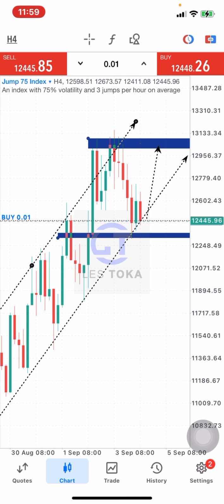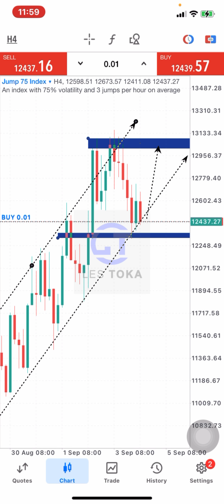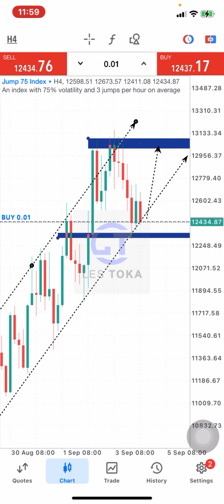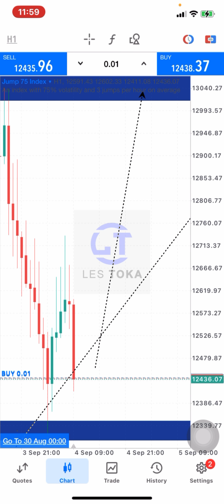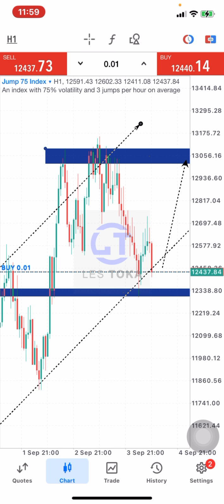And then I'm just going to add another position here. I think I'm only allowed to open 4. Okay, I've added another position, so I've got 5 positions running now. And now all we do is just hold this and then push to the upside.